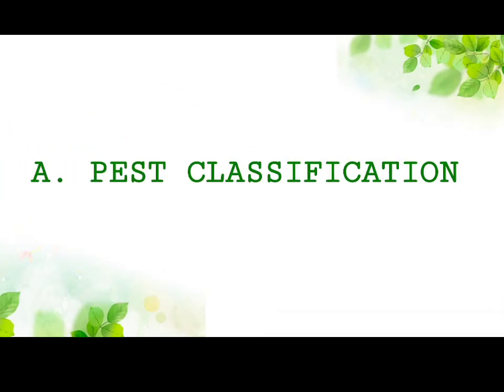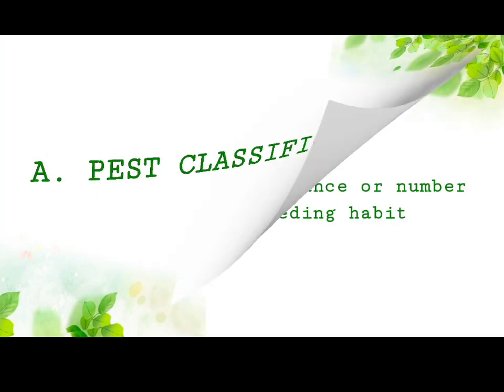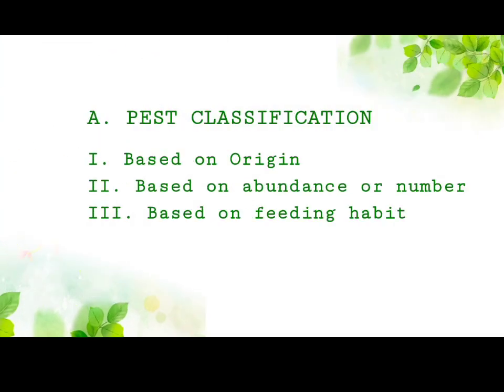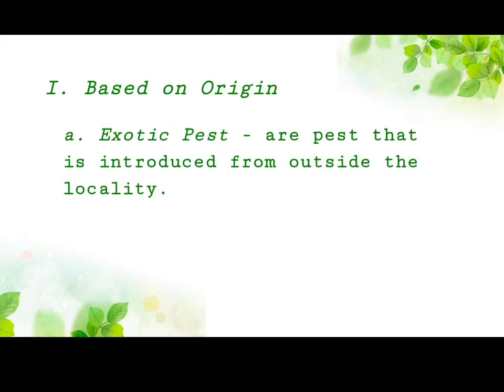There are classifications of pests. The three classifications of pests are based on origin, based on abundance or number, and based on feeding habit. There are two types of pests based on origin: the exotic and endemic pest. Exotic pests are pests that are introduced from outside the locality.